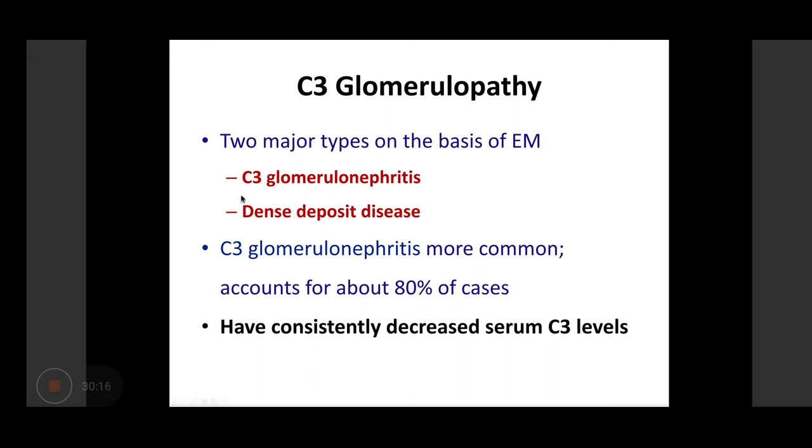So the two types into which it is divided are C3 glomerulonephritis and dense deposit disease. The C3 glomerulonephritis is more common, accounts for 80% of cases. Dense deposit disease is more rare and accounts for about 20% of cases. But the common feature in both of these is that the serum levels of C3 are markedly reduced.